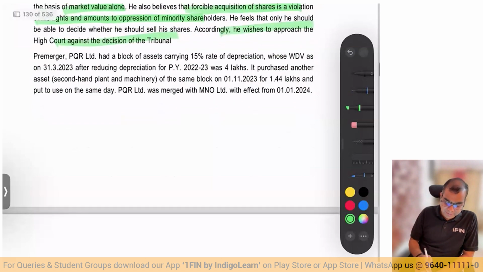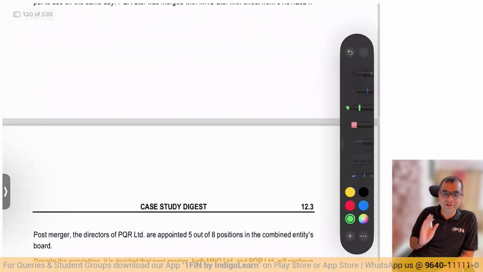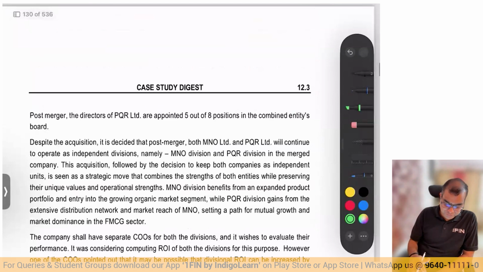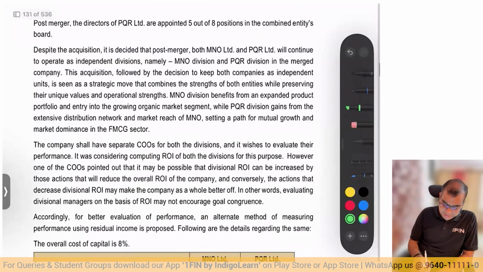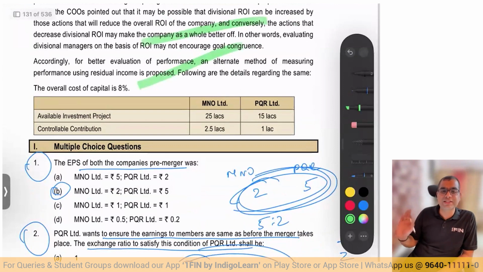Okay, no problem. Pre-merger, they had a block of assets at 15% depreciation. After reducing depreciation, it was 4 lakhs. All of this is book value. Is it relevant for us from an AFM question perspective, book value? Because this question is very specific, market value. So let us see, is there any other information? The company shall elevate CFO, COO, and the overall cost of capital. All of this is irrelevant to us.